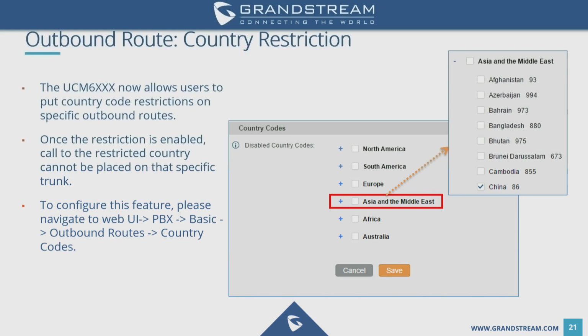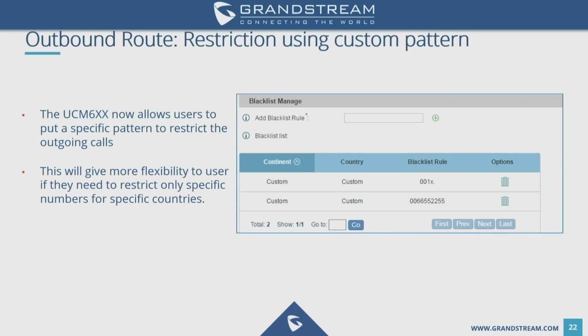So I think we removed this from the current UCM. We did not port it over. We used to do it by country, but you can just look up the country codes and do it yourself. So the restriction using a custom pattern, I'm not sure if this is useful for any of you, but the UCM now allows you to put a specific pattern to restrict outgoing calls. So this will give you flexibility to restrict any specific numbers for specific countries, and we can show you what that is.